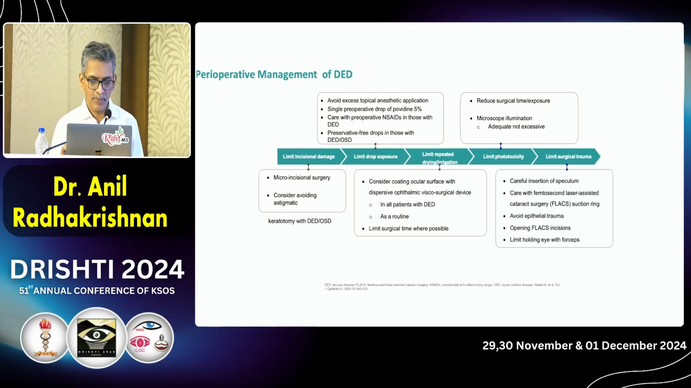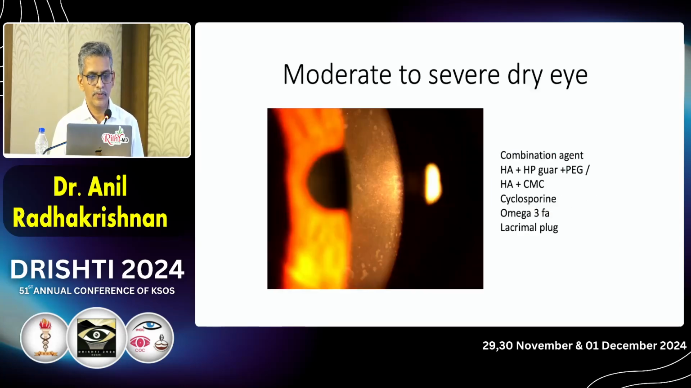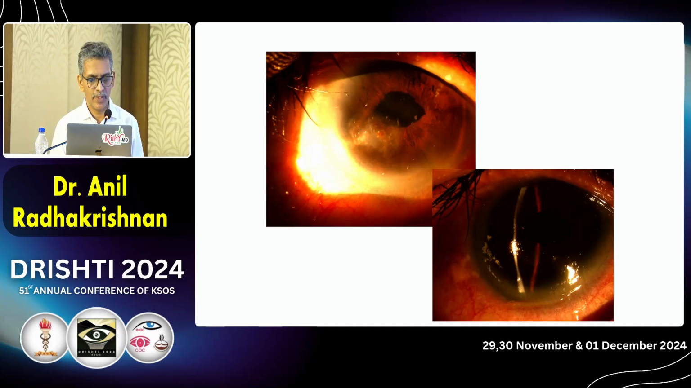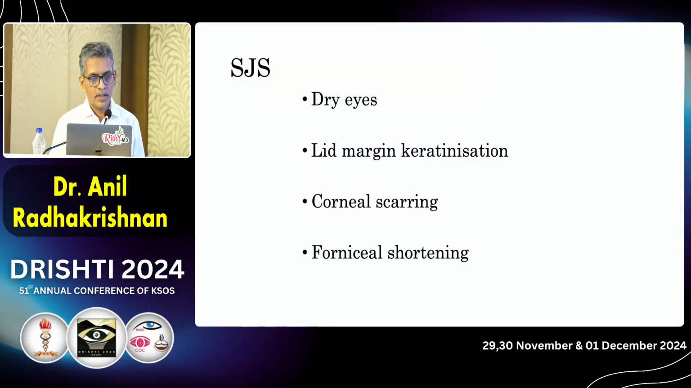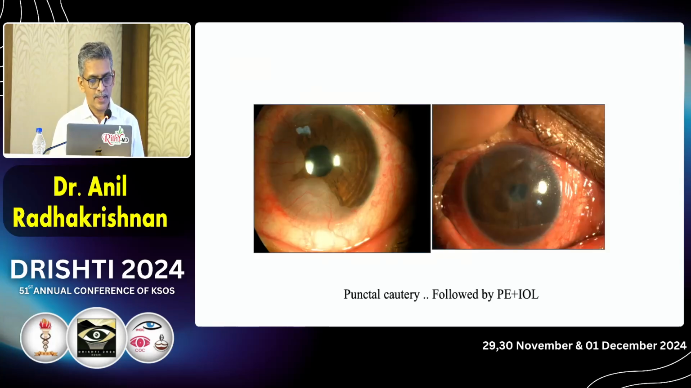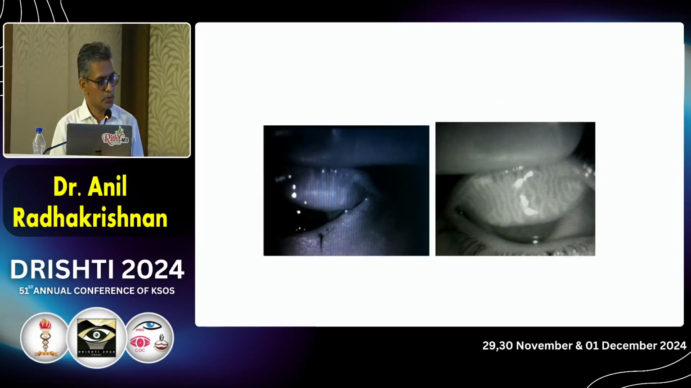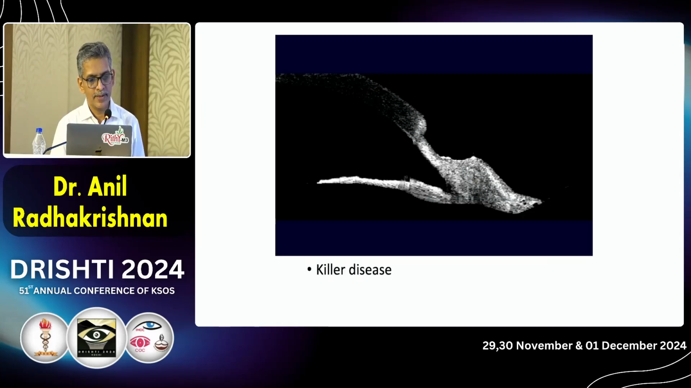In femtosecond laser, if you have the suction rings on the limbus, that can also lead to dry eye. And if you have moderate to severe dry eye, you have to treat it more vigorously with autologous serum and other measures. Even in advanced dry eye like Stevens-Johnson syndrome, it is possible to do a punctal plug, improve the tear volume, and then do a cataract surgery. You should also realize that in SJS, the meibomian glands are almost not there, so you have to use some agent which has lipid also in it.